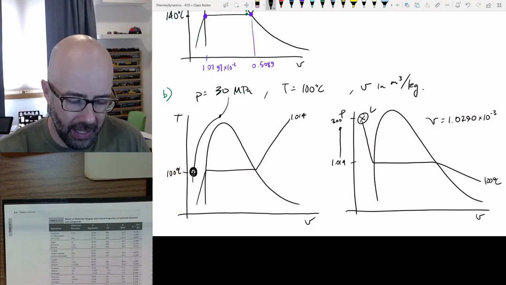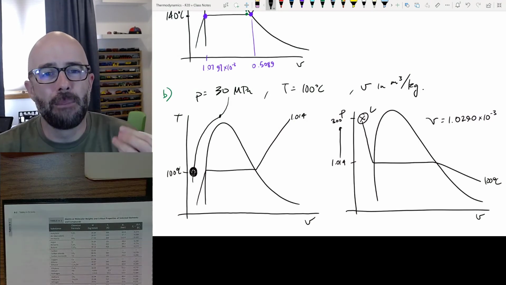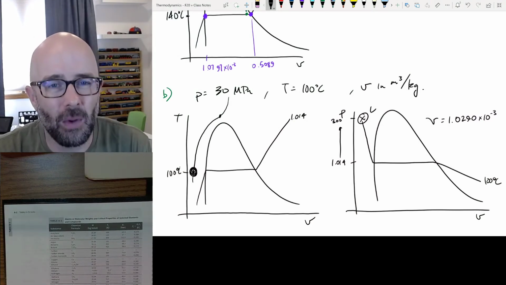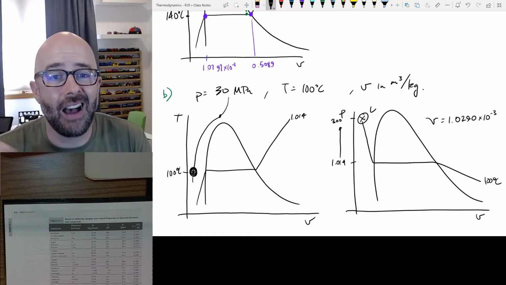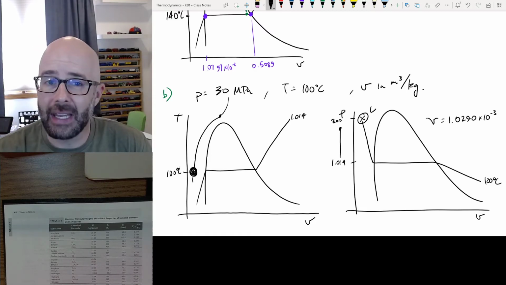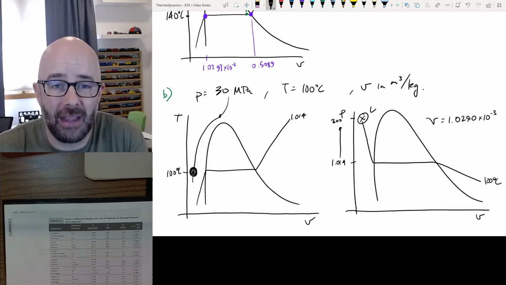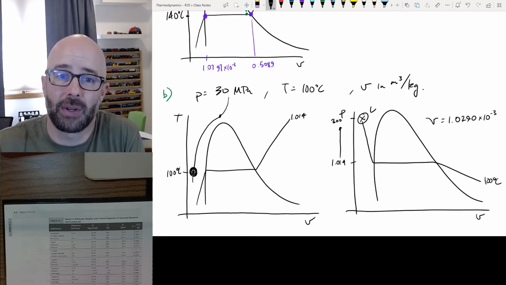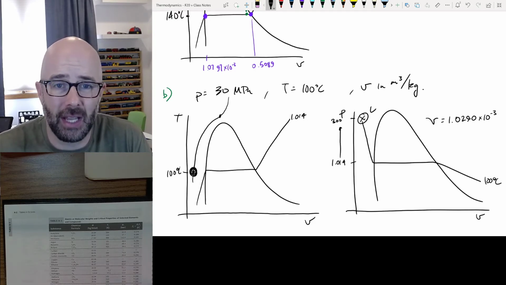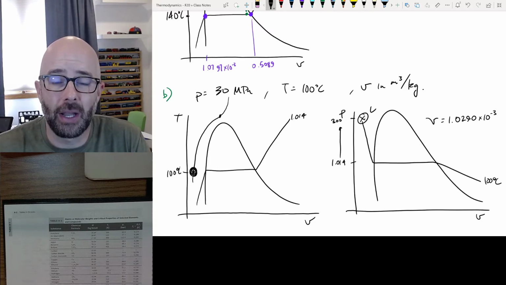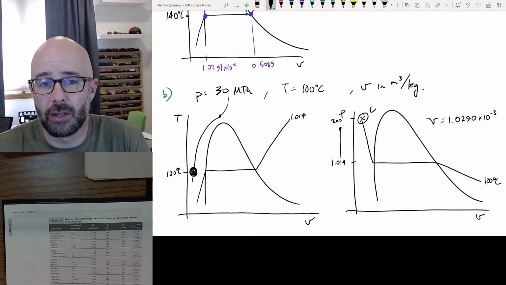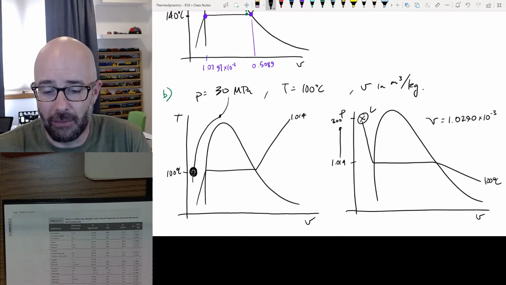This is the point we're looking at here: 100 degrees Celsius, 30 megapascals. But remember, if it's not on the table, it means it's above the values. We are not getting anything. We don't have anything to put in this table because we put saturated liquid and saturated vapor in this table. There is no such thing as a saturated liquid or saturated vapor for 300 bars. So that's what we need to understand for this problem.